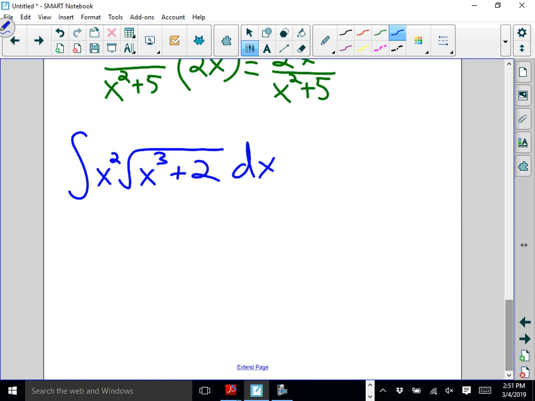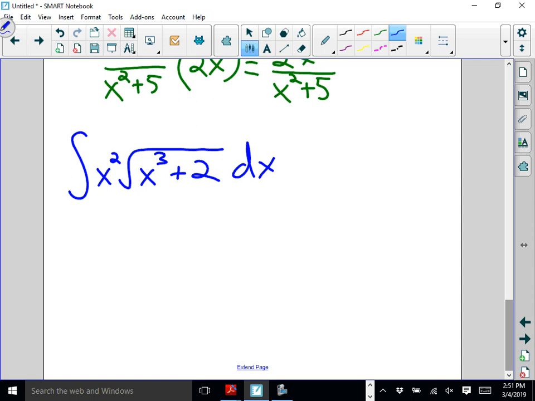Now, on the surface, this looks like a crazy difficult antiderivative to do. I've got an x squared on the outside, I've got a square root, I've got x cubed plus 2 on the inside. But again, when we see a difficult looking one, we don't quit, we don't give up. We look to see, is there something in here whose derivative or something close to it shows up?